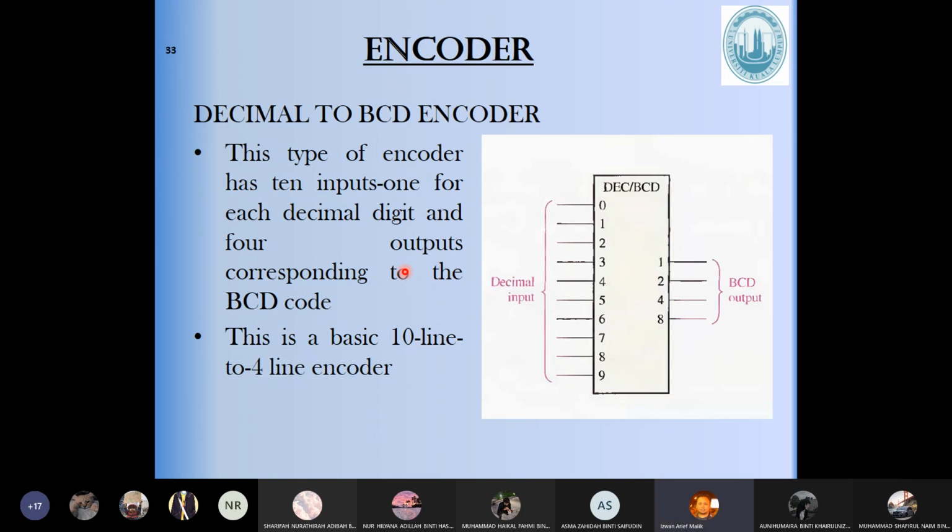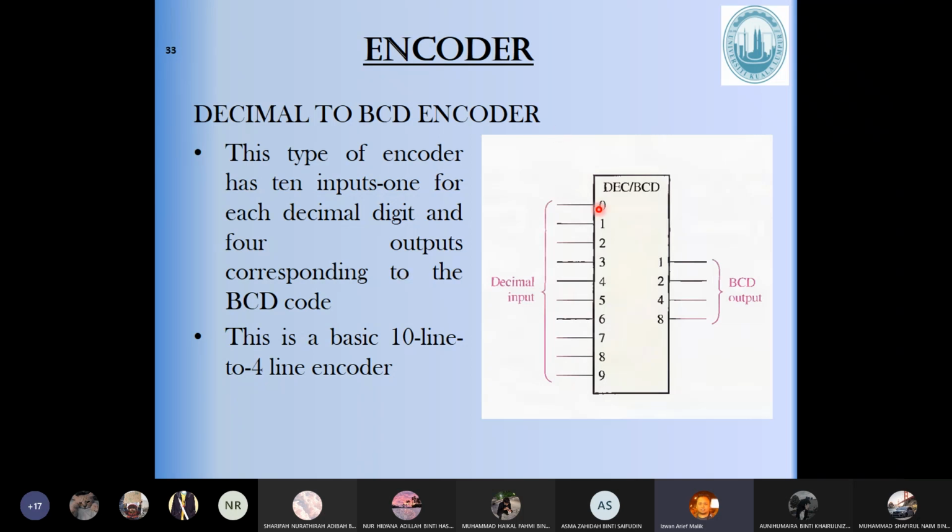Next one is the decimal to BCD. Terbalik. Tadi BCD itu decimal decoder. Tetapi untuk encoder decimal to BCD. So this type of encoder has 10 inputs, 1 for each decimal digit, and 4 outputs corresponding to the BCD code. So this is also known as the basic 10 line to 4 line encoder.